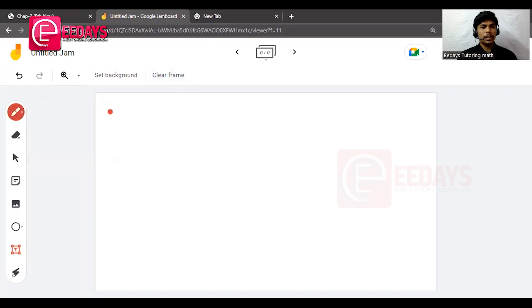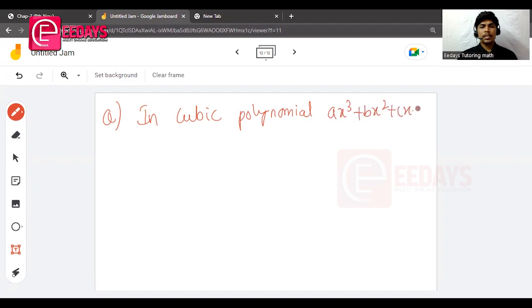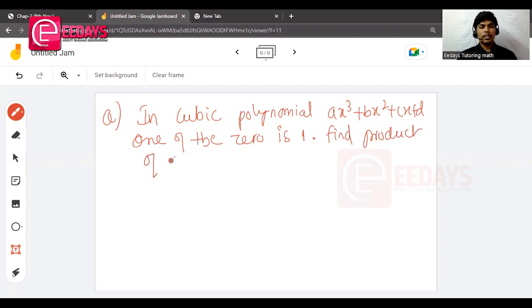One second, guys, I just prepared the question. Okay, in a cubic polynomial, that is the cubic polynomial ax cube plus bx square plus cx plus d, one of the zeros is 1. Find the product of the other zeros.